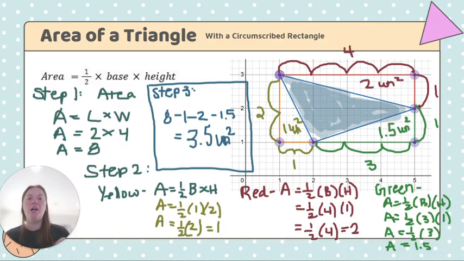This is the area of our triangle when we are asked to circumscribe the triangle in a rectangle. And remember, we do this method when all of our sides are on a diagonal.